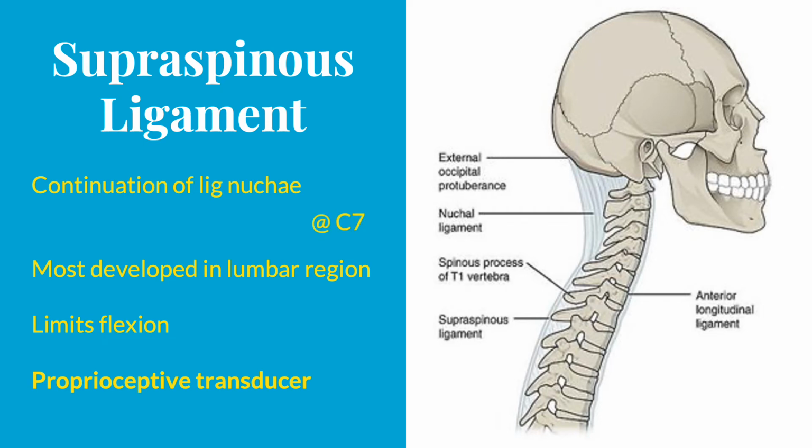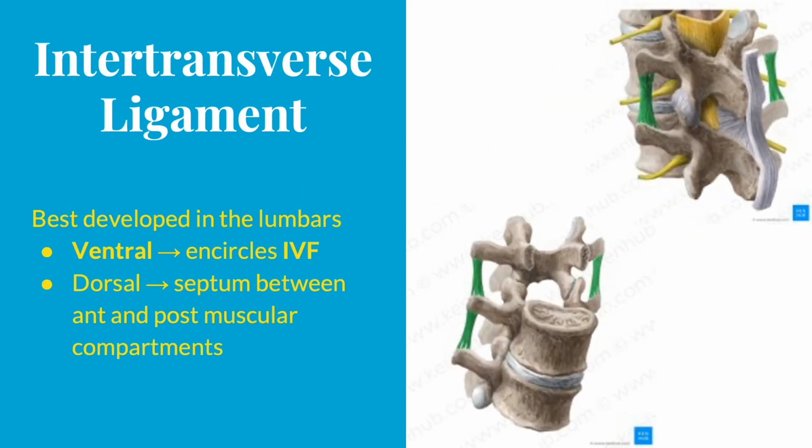So yeah, C7, that's going to be the transition zone between the supraspinous ligament and the ligamentum nuchae. All right, last of those 9 common ligaments, the intertransverse ligament.